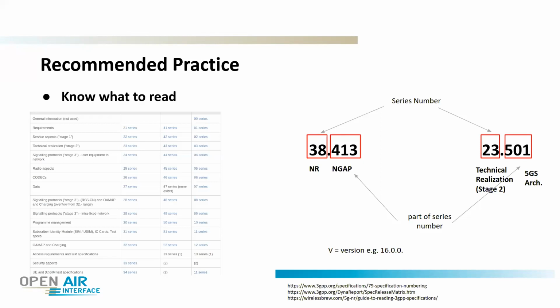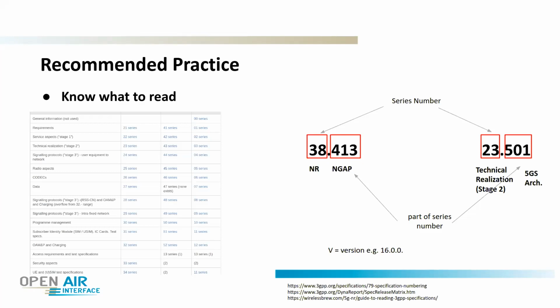So for example, here the 38 series is dedicated for new radio, and 23 is for the stage 2 of technical realization. Again, if you follow the sub number, the 413 is for NGAP. Similarly, 501 for 5G system architecture. Similarly, 502 for the procedures.